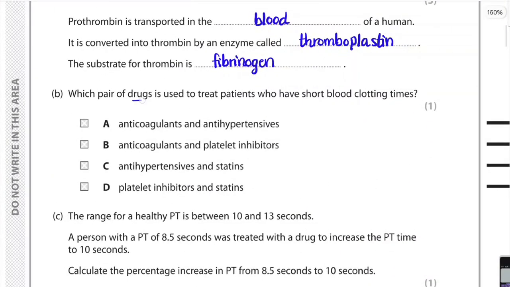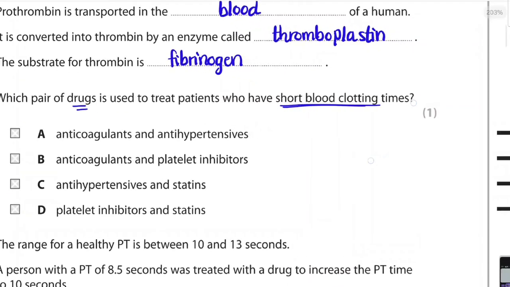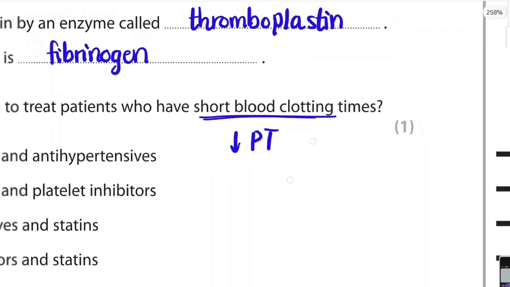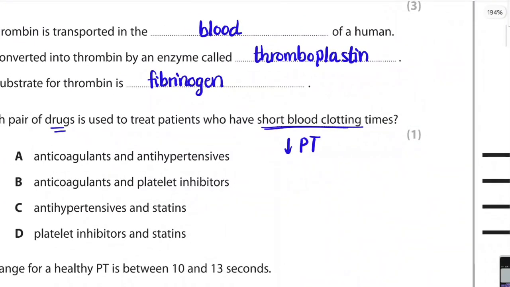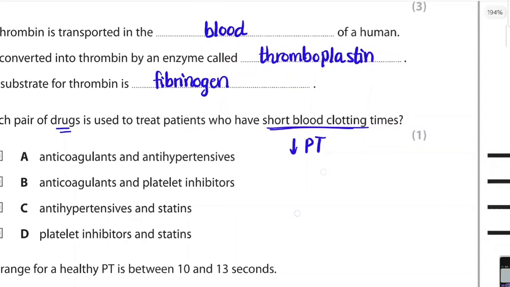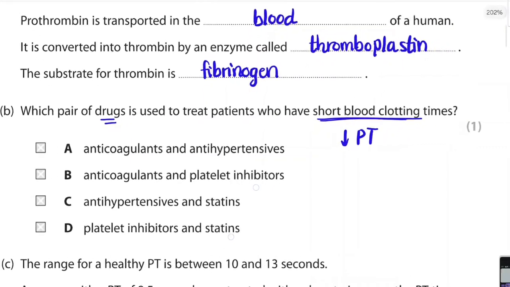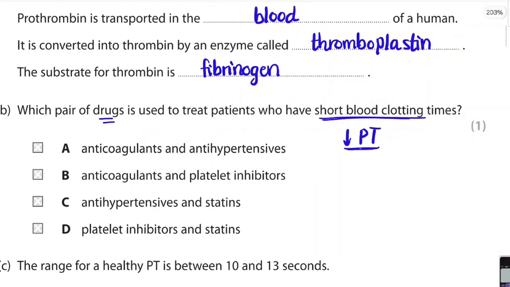Alright, which pair of drugs is used to treat patients who have short blood clotting times? Well, actually, if these patients have short blood clotting times, let's say short PT or prothrombin time, this means that they form a blood clot or a blood scab very quickly, and this causes excessive coagulation. So if I want to reduce this, I'm gonna need to reduce the process of coagulation as a whole.